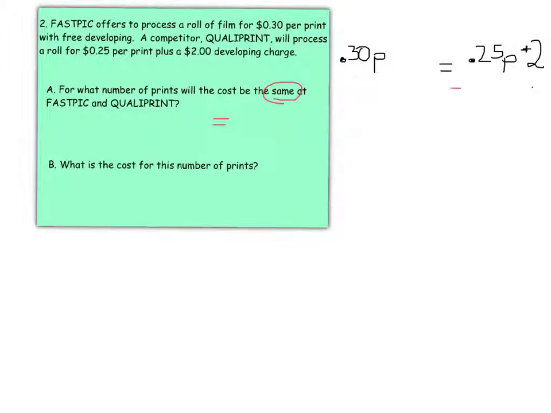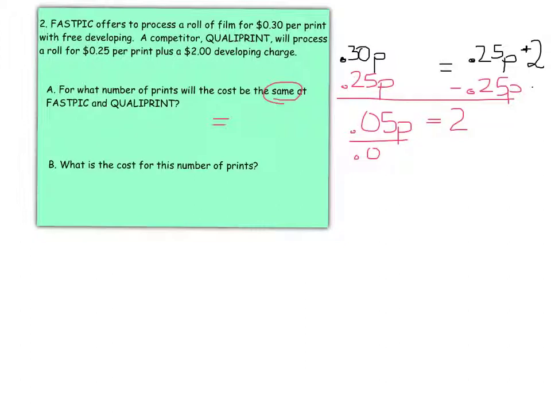All right, so I'm going to get my variables together. So I'm going to subtract a quarter from both sides. That gives me 5 cents. Make sure you use that 0 equals $2. I'm going to divide both sides by 5 cents. So how many nickels in $2? Well, there are 40. So what this means is if I were to print 40 copies of the picture that I want, both companies would have charged me the same. So that's when they're an equal value.